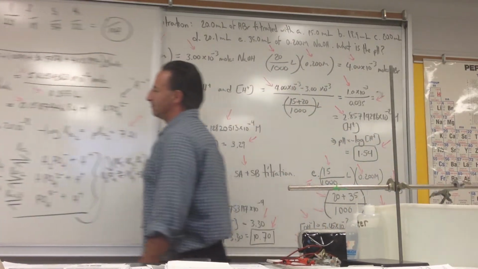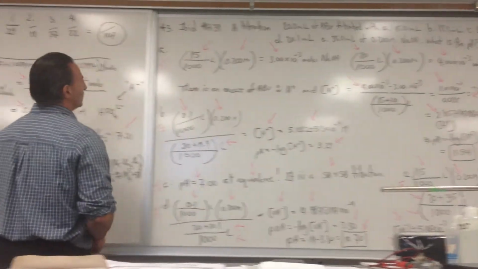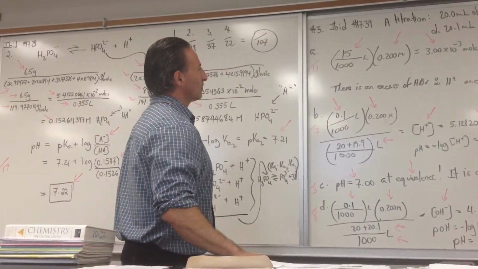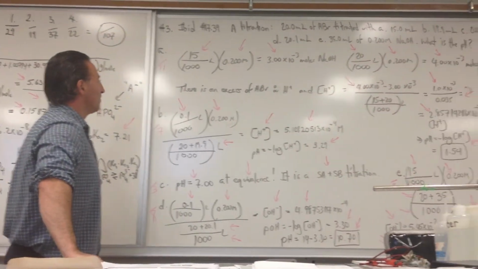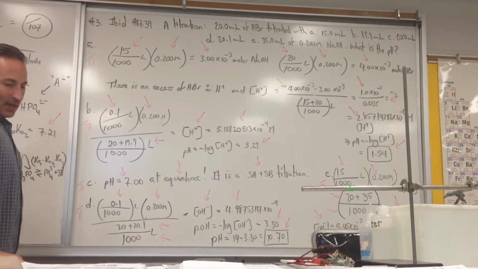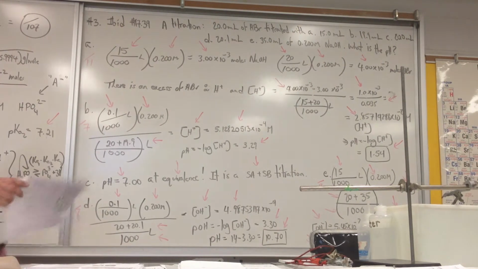Third question comes from 17.39, chapter 17, another question, number 39 from Brown. And it asks us to do a titration.